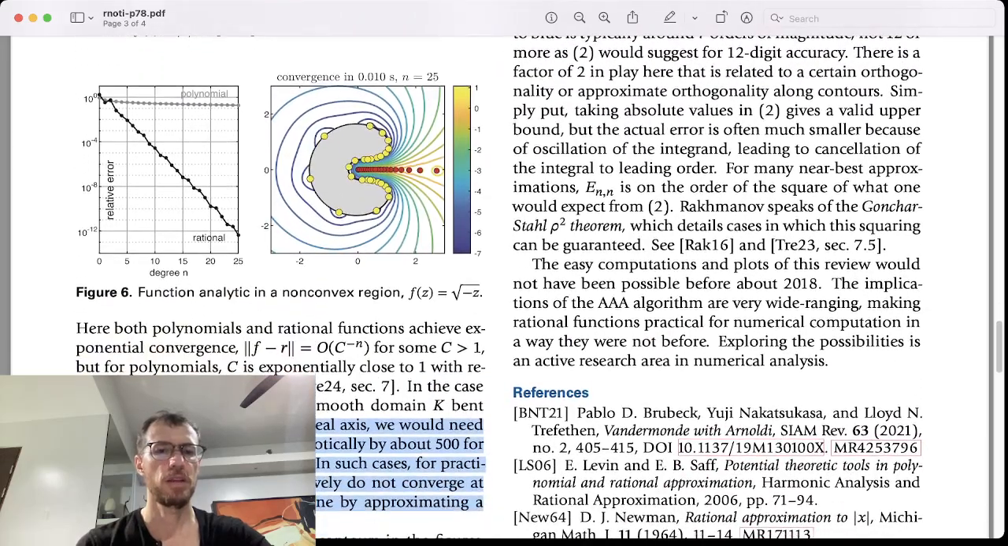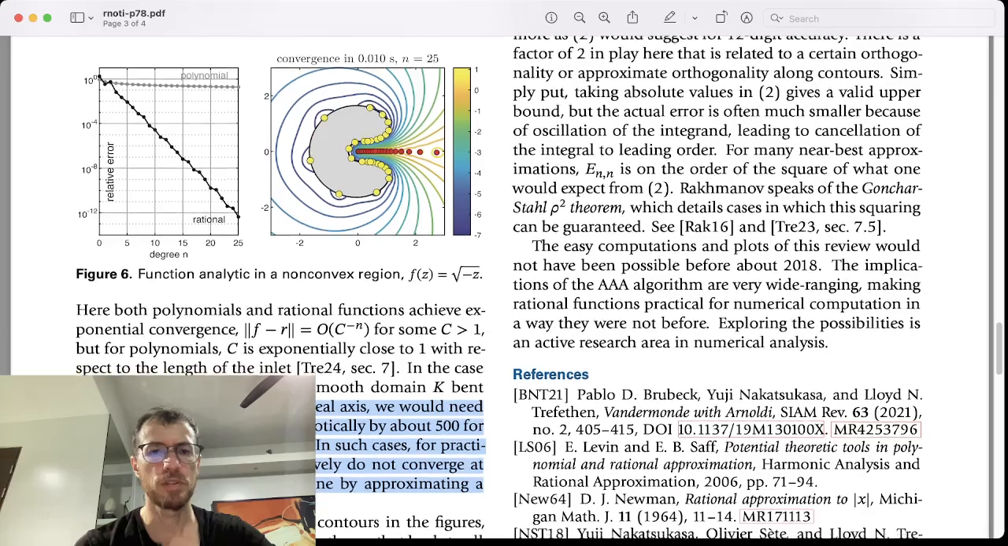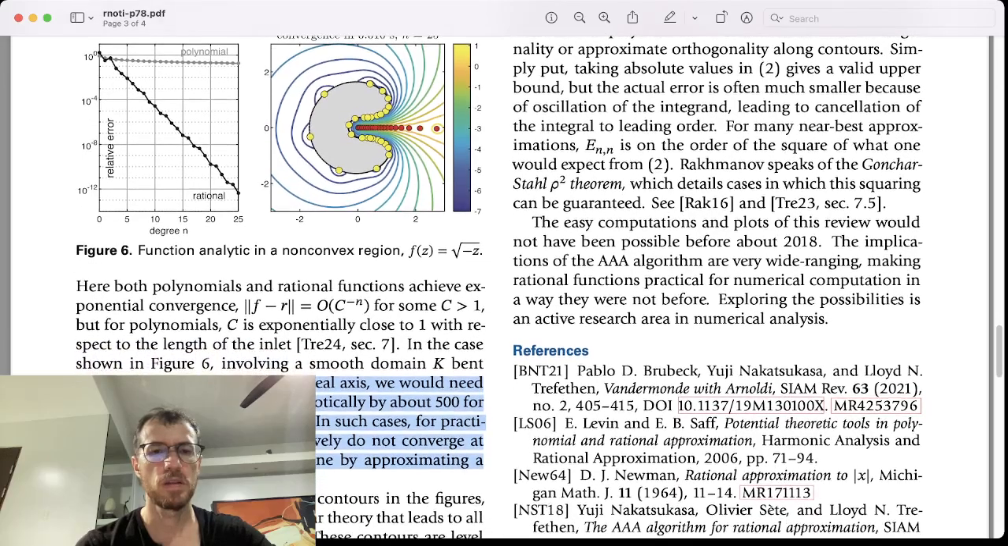Figure 6. The caption says, function analytic in a non-convex domain, f of z equals radical minus z. The shaded gray area is the region where it is analytic, I suppose. I mean, it would be analytic outside of that area, but you have to draw the line somewhere. They wanted it to be open, I suppose, or whatever. And then lots of poles. Kind of looks like Pac-Man.